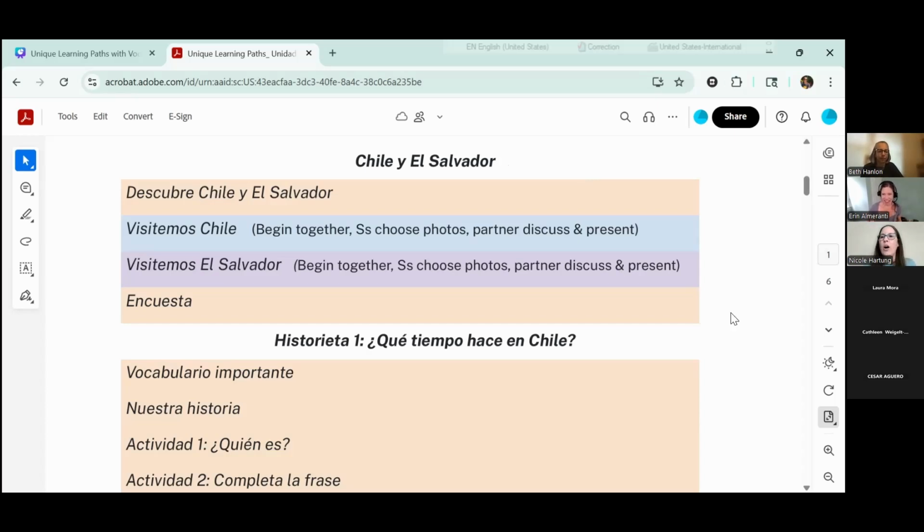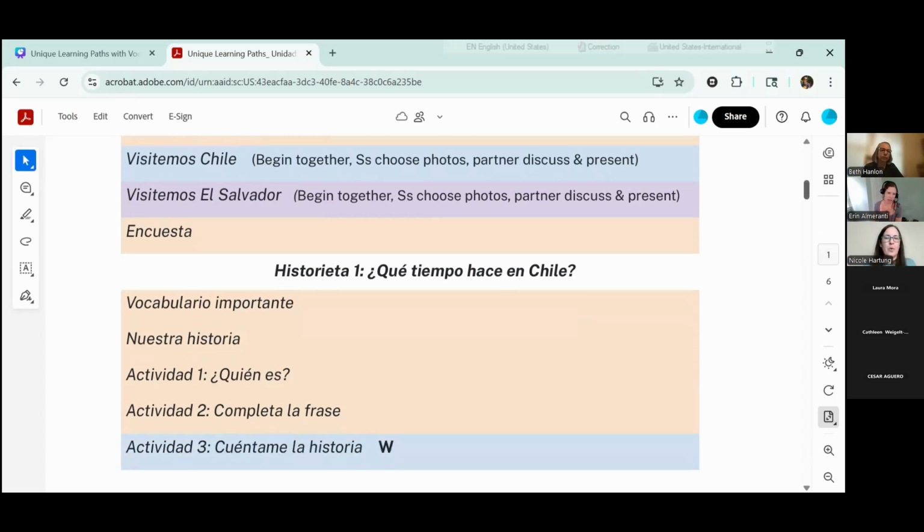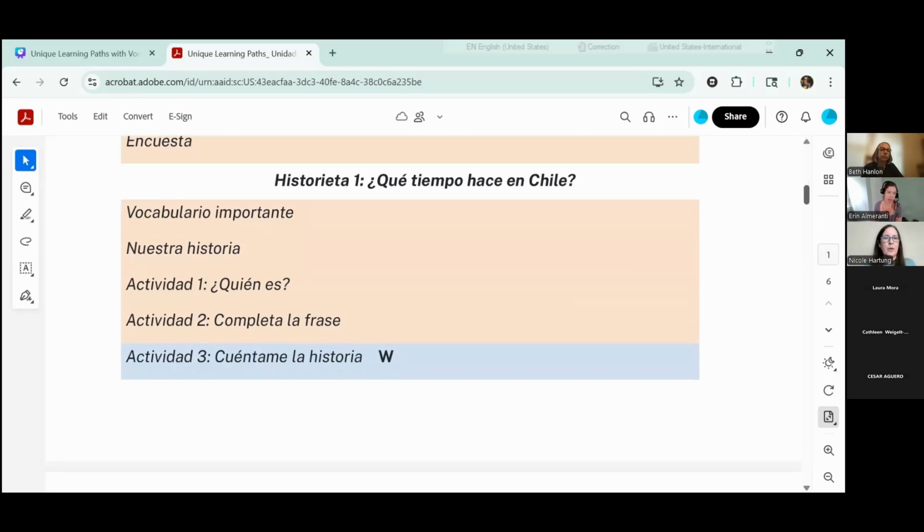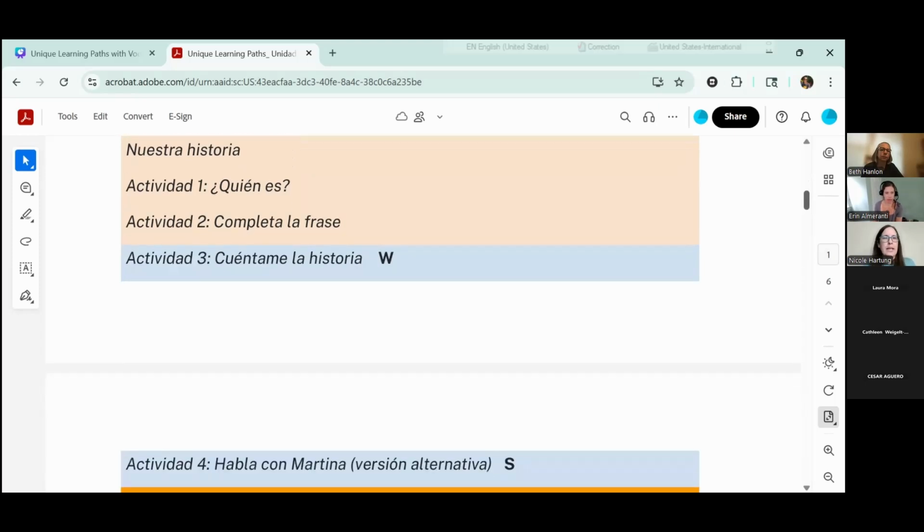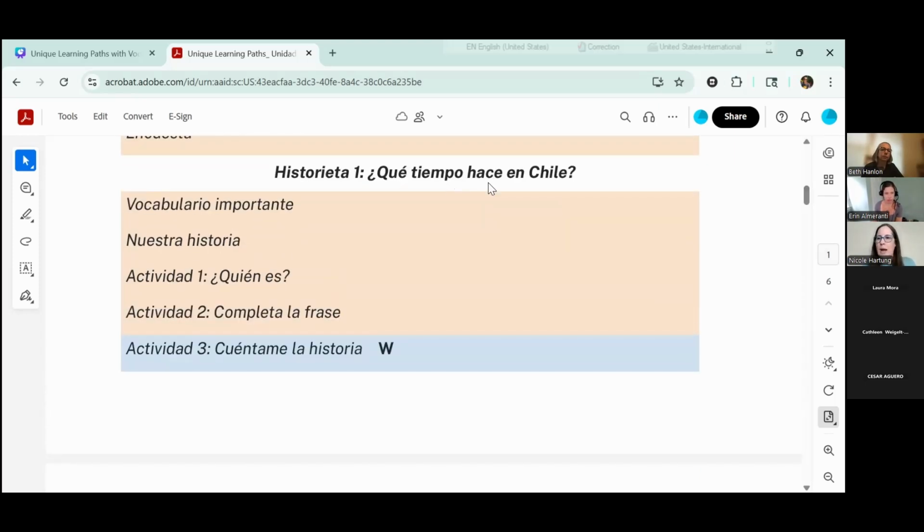And so you can see all this peach here in the beginning. That means we're all staying together. We're all working on this together with some normal scaffolding, of course. Okay, boom, I see something blue. So for this story, ¿Qué tiempo hace en Chile?